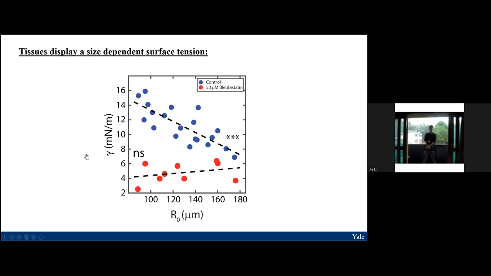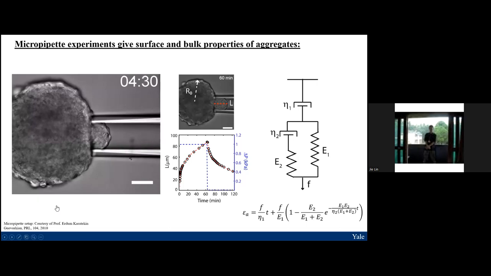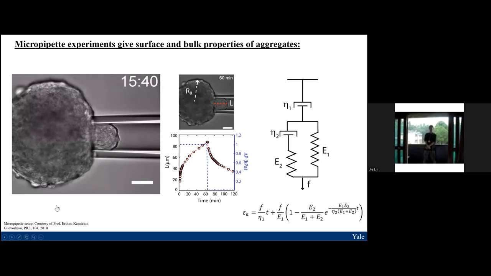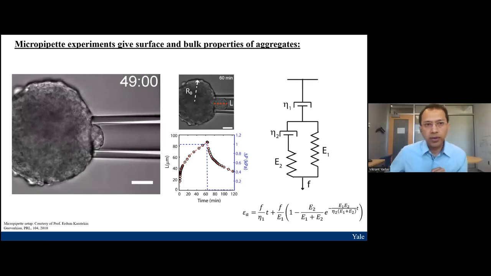If I understand correctly, it is almost constant during the experiment. Oh yeah, yeah. Oh okay, R naught. Yes. Sorry, I didn't catch it.